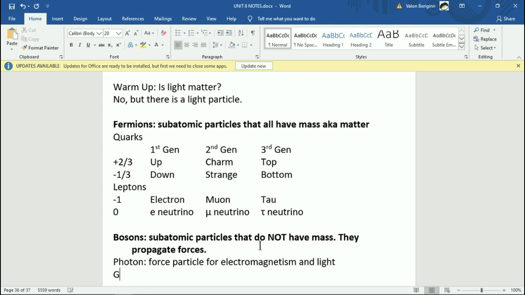Next I'm going to talk about the gluon, which is the force particle for the strong nuclear force. So I think I mentioned this again back in Unit 5.